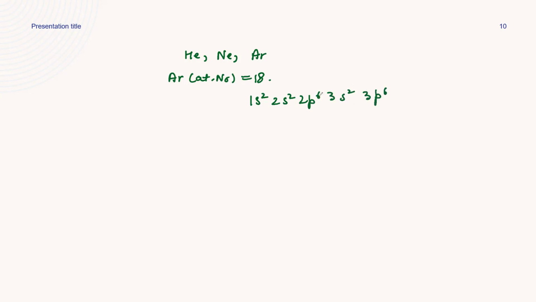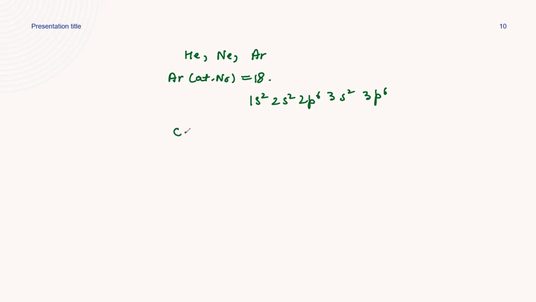Suppose you know about the noble gases. So we have noble gases like helium, neon, argon, correct? So let us try to write the electronic configuration of argon. So atomic number is 18. Okay, pause the video and you write it. Okay, so the electronic configuration would be 1s2, 2s2, 2p6, 3s2, 3p6. So this is the electronic configuration of argon.